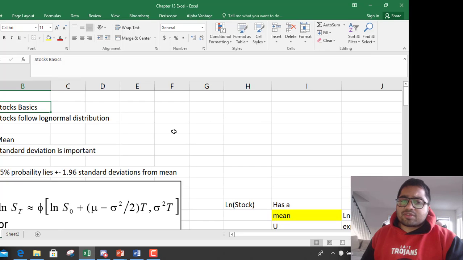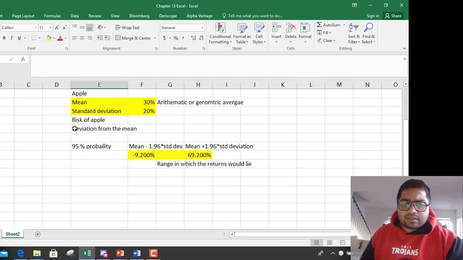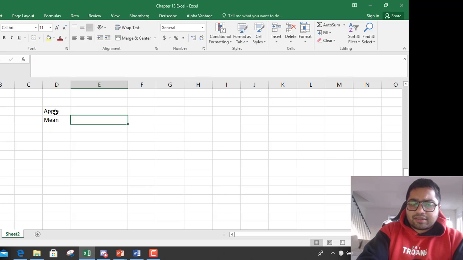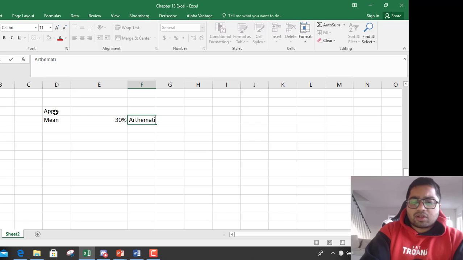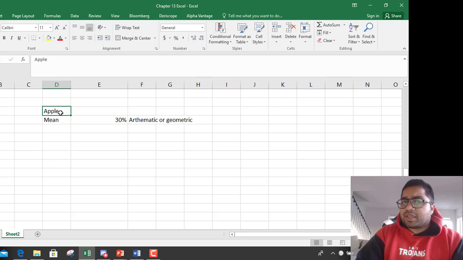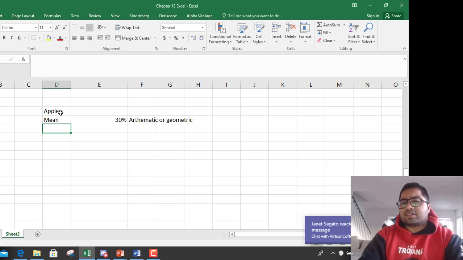So what does that mean in terms of stock? If you're looking at Apple and you know Apple has a mean of 30%. Now what is the mean? Mean is the arithmetic or geometric average. So if you know that Apple has a mean return of 30%, then in any given year, on average, Apple gives a return of 30%.